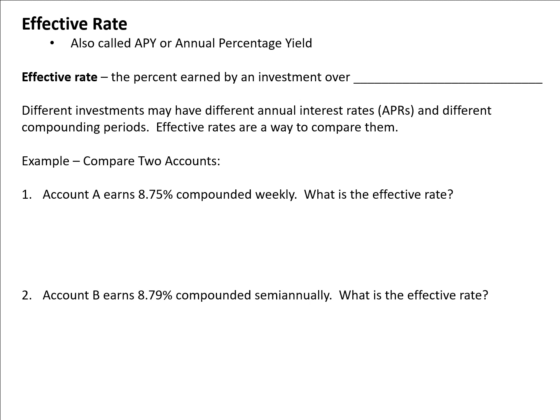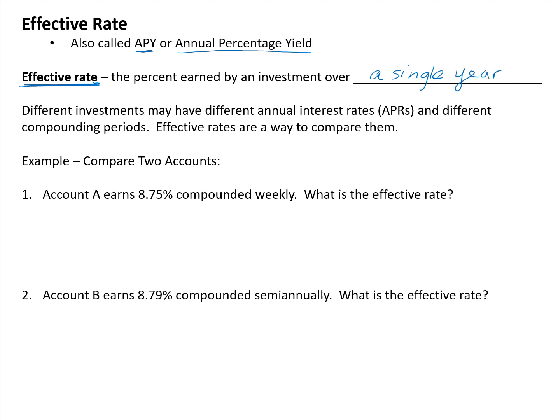The last thing I want to go over for compound interest is something called effective rate. Now, the effective rate is sometimes referred to as APY, or annual percentage yield. The effective rate is a way we can compare accounts that are slightly different against each other to see which one is a better investment. In particular, effective rate is the percentage earned by an investment over a single year. So we're looking at just what percent we have earned in interest over a single year, 1 year.